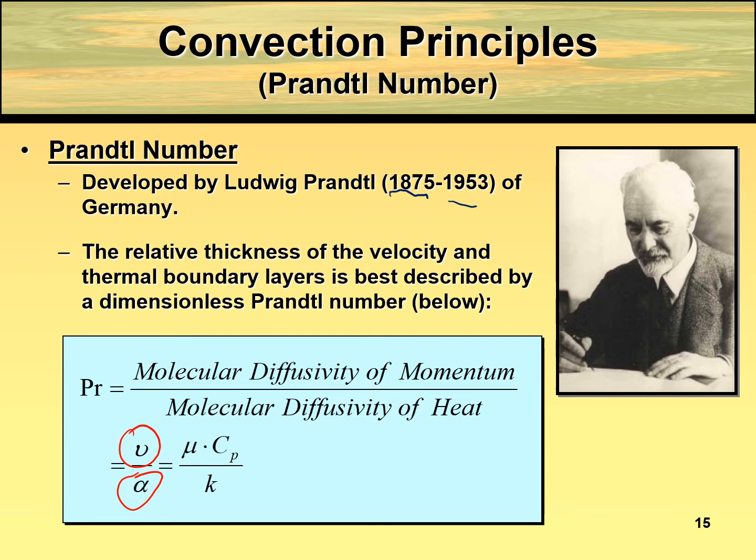Cp is the specific heat at constant pressure. Alright, so the relative thickness of the velocity and thermal boundary layer is best described by a dimensionless Prandtl number.